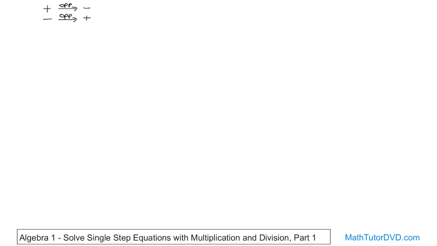So let me ask you a question. If you have multiplication in a problem, what do you think the opposite is going to be? The opposite of multiplication is going to be division. And if you have division going on in a problem, what do you think the opposite is going to be? The opposite is going to be multiplication, because multiplication and division are opposites of one another. So that's what we're going to use to solve all of these problems. And once you kind of get the hang of it, it's all very simple.